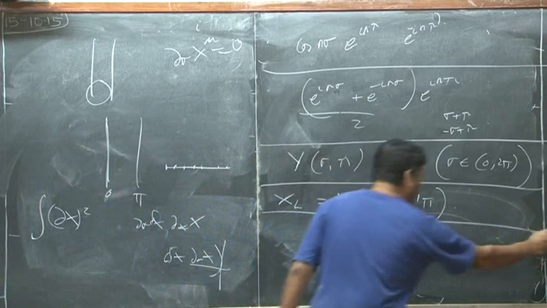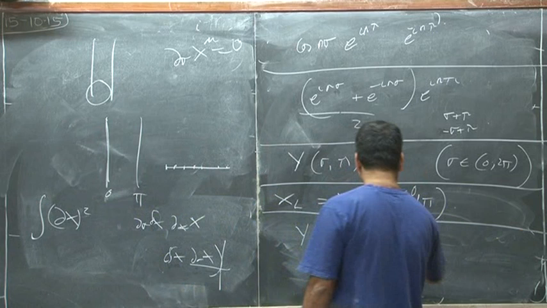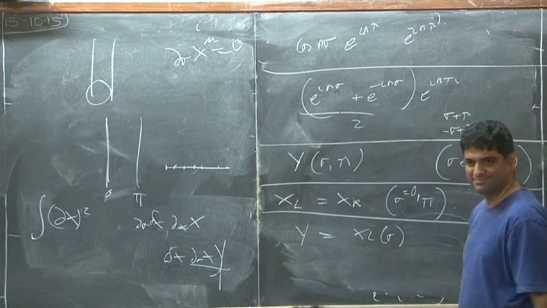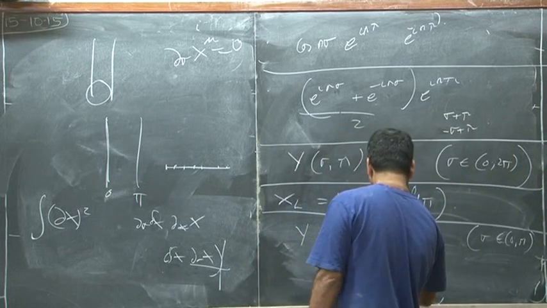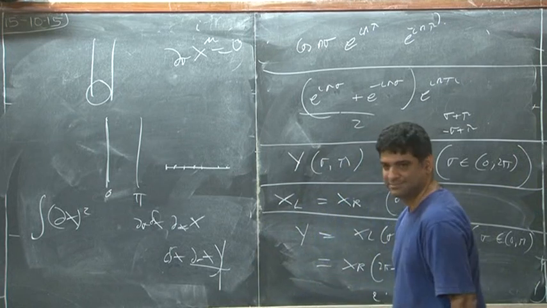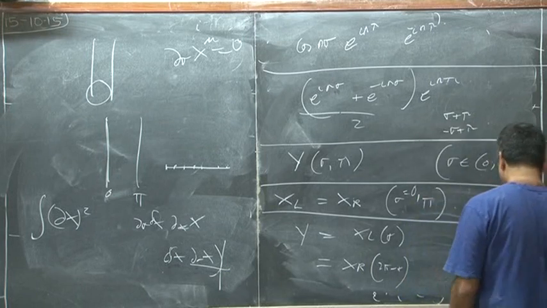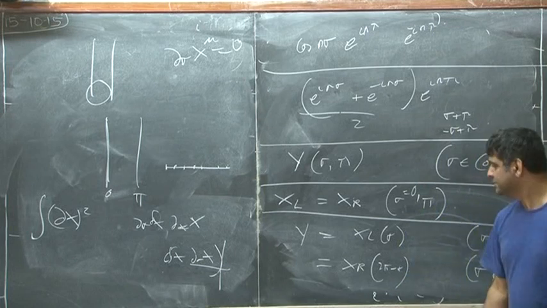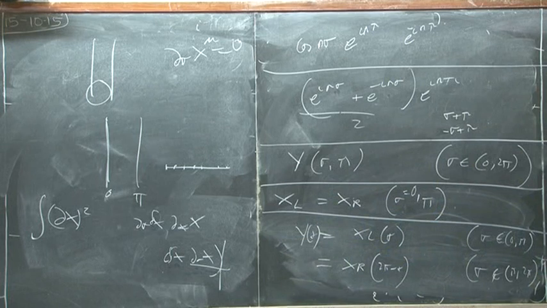So now the function y that I define: y is going to be x left of sigma for sigma belonging to 0 to pi. But y is going to be x right of 2 pi minus sigma for sigma in the range pi to 2 pi. So y is it. Okay? Now see.